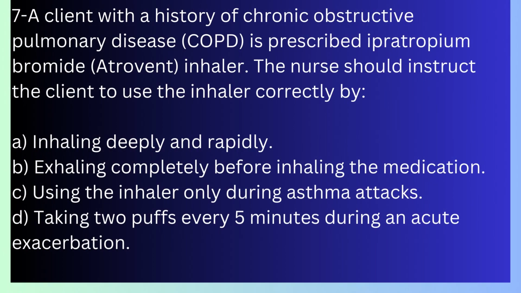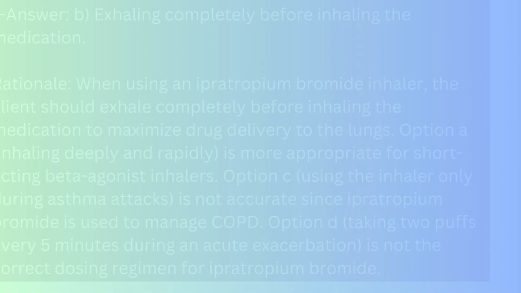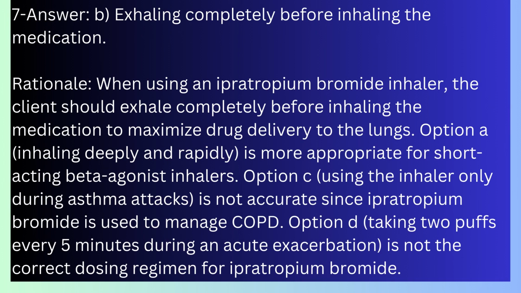Question 7. A client with a history of chronic obstructive pulmonary disease, COPD, is prescribed ipratropium bromide, Atrovent, inhaler. The nurse should instruct the client to use the inhaler correctly by A. Inhaling deeply and rapidly. B. Exhaling completely before inhaling the medication. C. Using the inhaler only during asthma attacks. D. Taking 2 puffs every 5 minutes during an acute exacerbation. Answer: B. Exhaling completely before inhaling the medication.